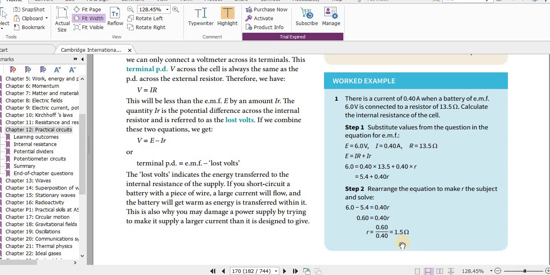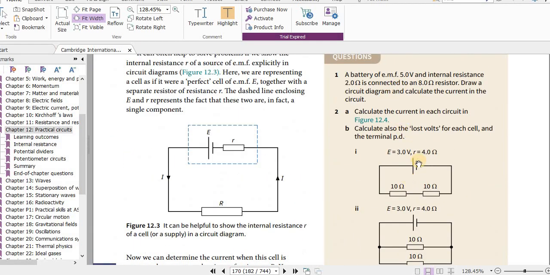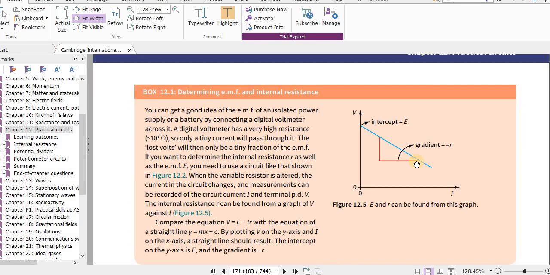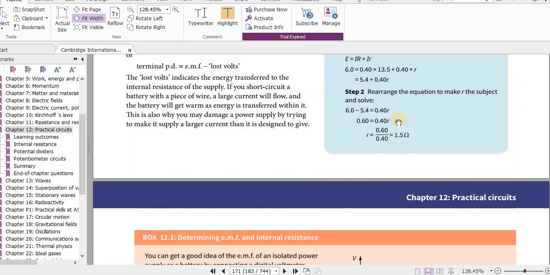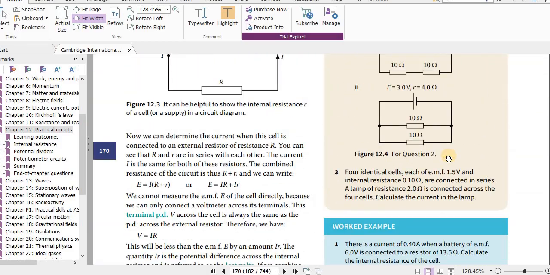You can try this question by yourself. That means the internal resistance is 1.5 ohms. So make sure you answer all these questions here. Then another important thing you have to do is the graph. Now remember, if you go back to what we saw here, we will see how we can draw this graph.